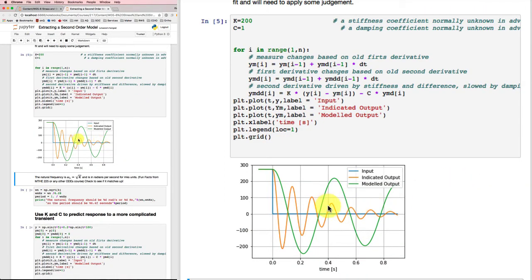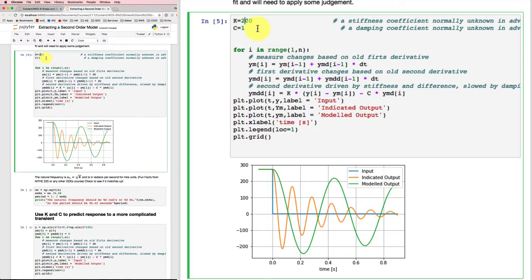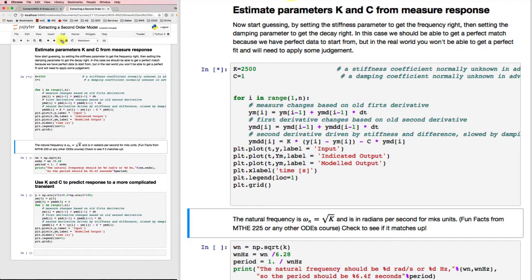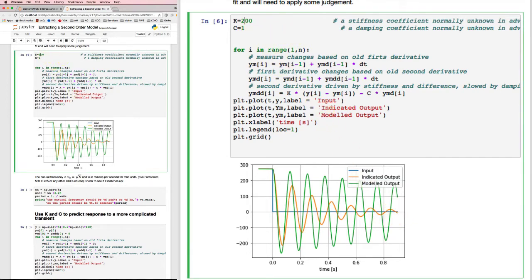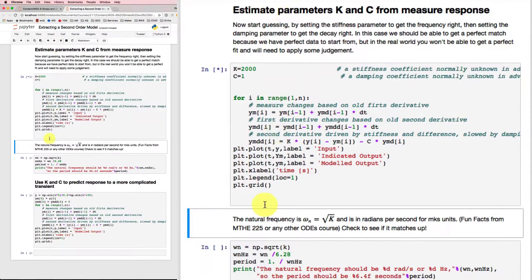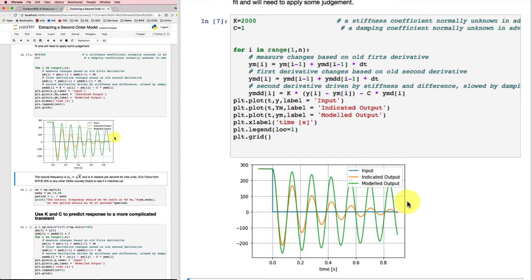I'm trying to zero in on the frequency here. That still wasn't enough. Oh, let's try 2500. And the frequency, oh, now the green line is oscillating even faster than the orange line. So I need a lower frequency, and I might drop down to 2000. And that looks pretty close. It may not be exact, but it's pretty close to the right frequency.